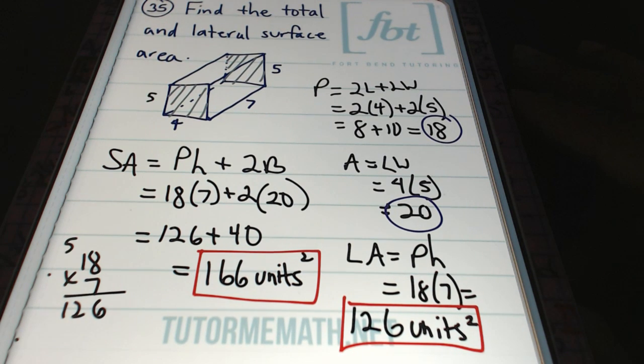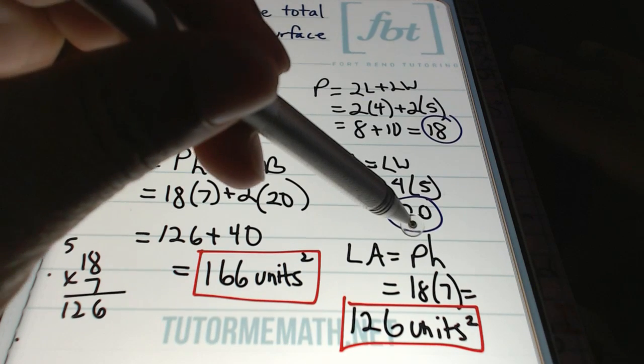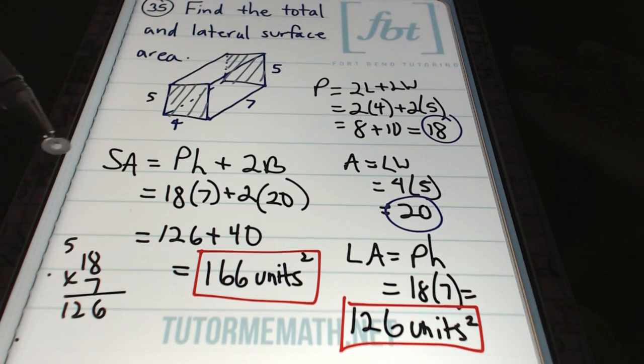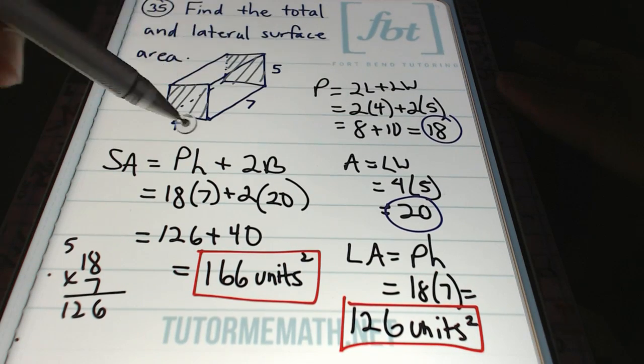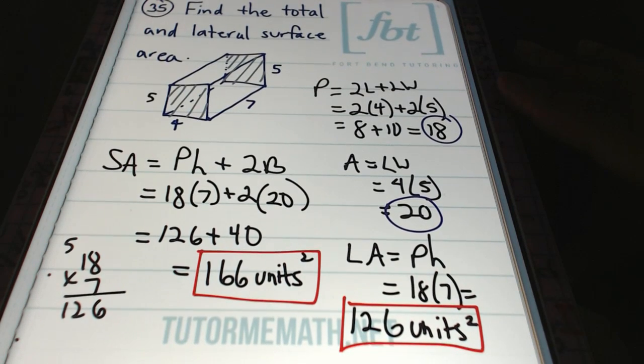To answer the question for the lateral surface area, you use the formula, the perimeter times the height. Well, we already did that in our process. So the perimeter was 18 times our height of 7, which gives you 126 units squared, and done. And this is the answer for problem number 35.